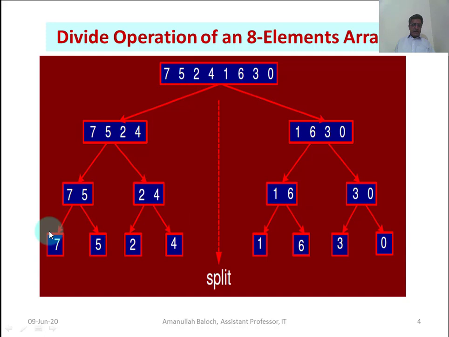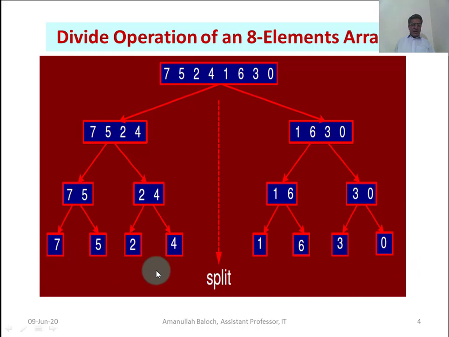This strategy is called the divide and conquer strategy, where we divide the big problem. This was the big problem, that is, an 8 element array that is unsorted and we have to sort it. But when I divide it into subarrays and then again subarrays, at last I reach a point where I get the atomic arrays and all the arrays are sorted.